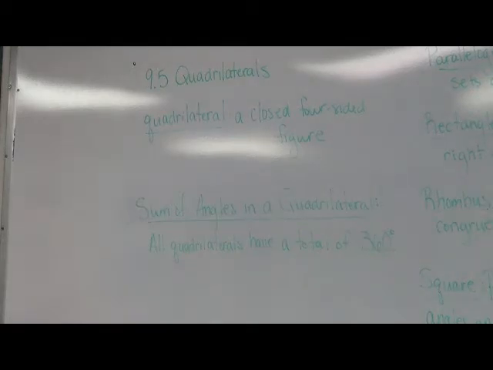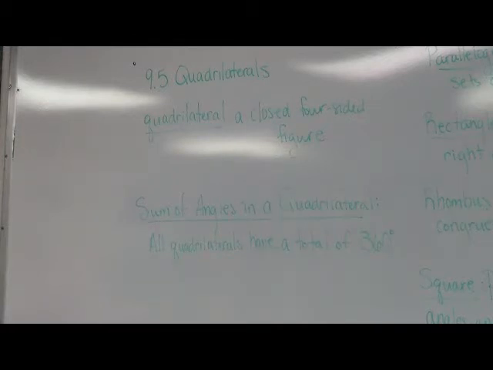A quadrilateral is just a closed four-sided figure. So triangles, tri means 3, quad means 4. So it's a closed four-sided figure. And similar to triangles, triangles have 180 degrees. Well, if you think about a quadrilateral, it can be divided into two triangles, which means it has 180 with 180, and it's 360 degrees. So the sum of the angles in any quadrilateral is always going to be 360 degrees.